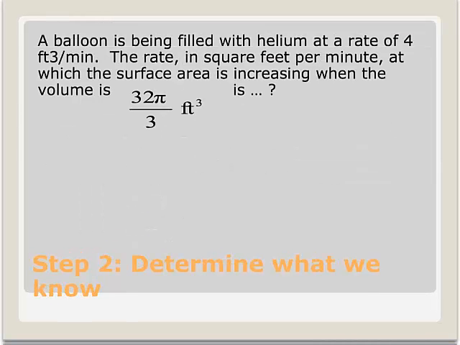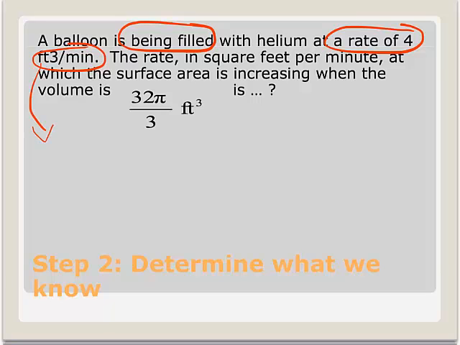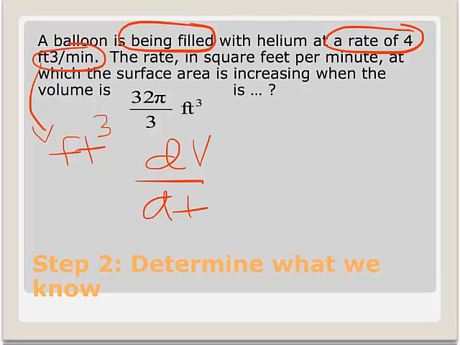The other thing we have to determine is what we know. So if we look back to the problem, it told us that the balloon was being filled with helium at a rate of 4 feet cubed per minute. So that is basically telling us really the volume, because again, I've got this feet cubed. And so whenever you have a third dimension, that implies volume. And it's the rate of change of volume. It's feet cubed per minute. And so really what I'm being told here is that the change in volume with respect to time is equal to 4 feet cubed per minute.